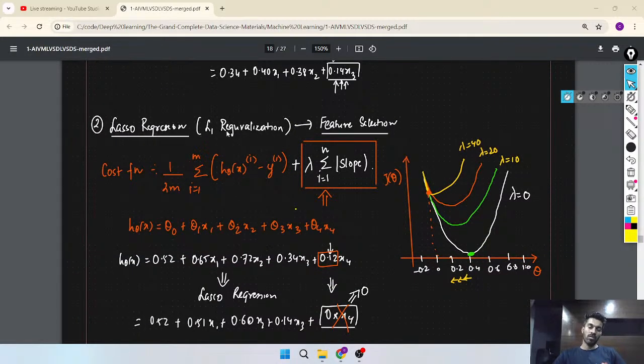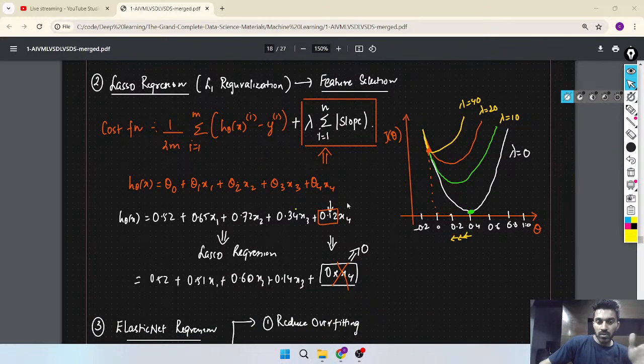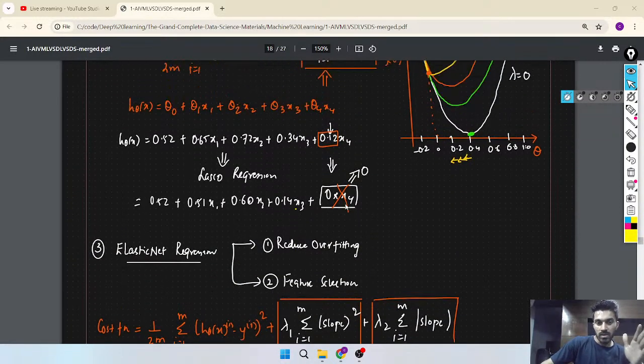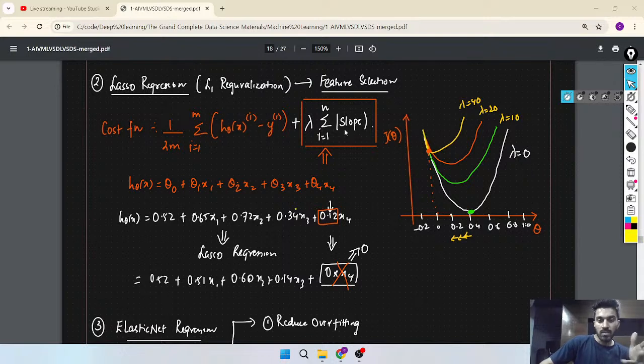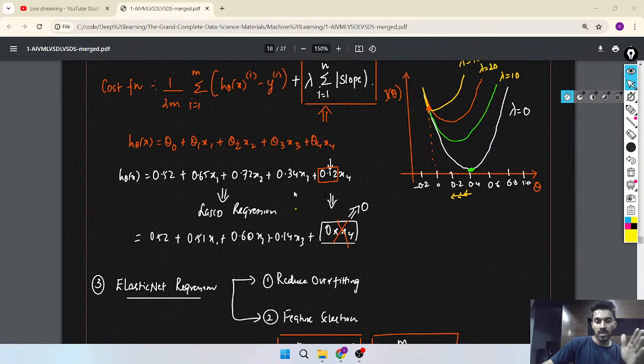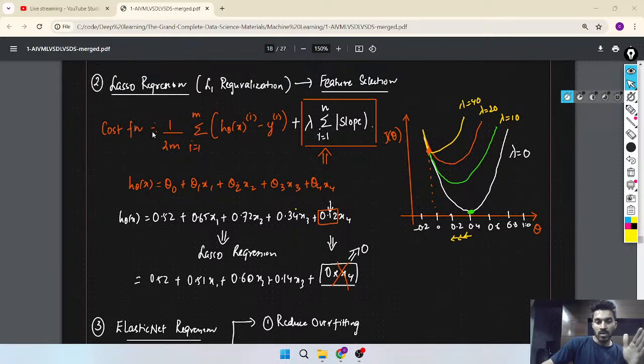Lasso regression is also known as L1 regularization. L1 regularization means basically we have to apply lambda times the mod of the slope. So here is the summation of the mod of slope. This is the equation, like theta 0, theta 1x, theta 2x, and we can apply lasso here. Lasso means L1 regularization. This is also used for feature selection.